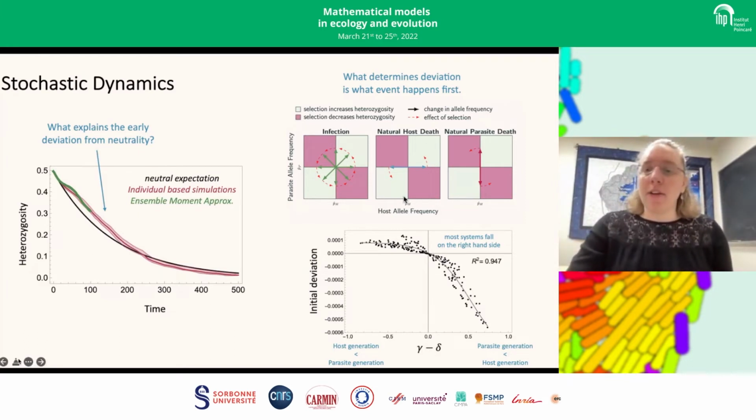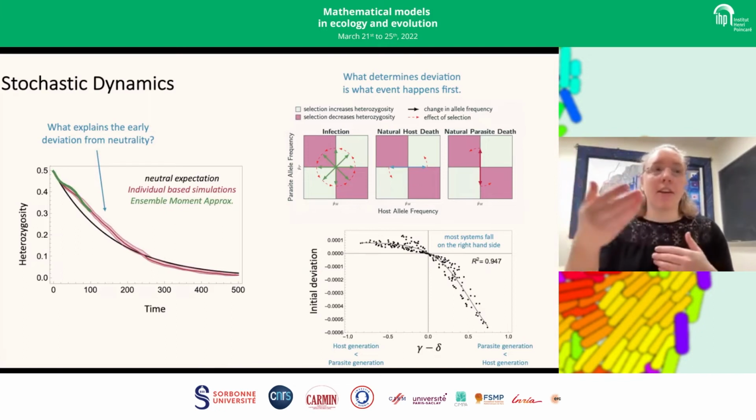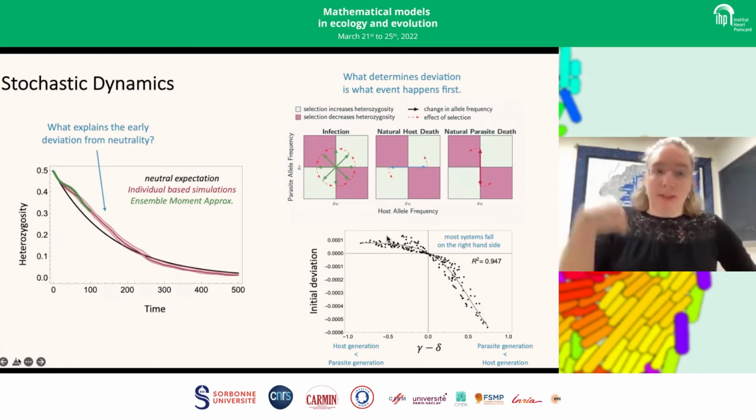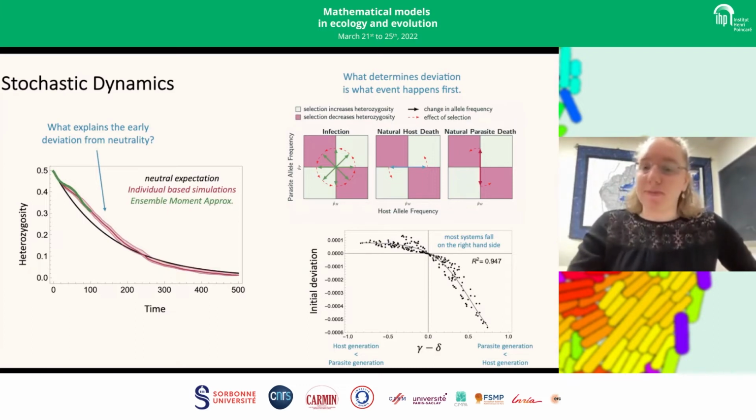But if there's a lot of host death events, this will tend to push you into green boxes early on versus red boxes, and it will lead to a slight increase in heterozygosity. So that's what we're seeing here, is an overabundance of host death events. So I can see this more generally by looking across parameter space, and what I see is that the relative rates of host versus parasite death determine this initial perturbation from this neutral expectation.